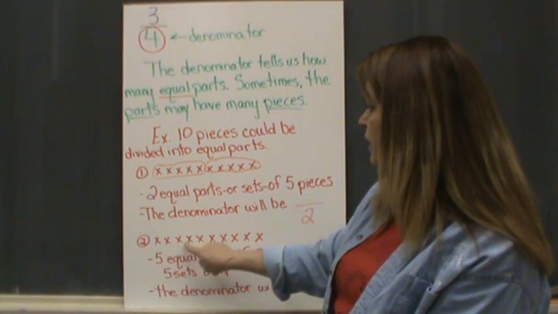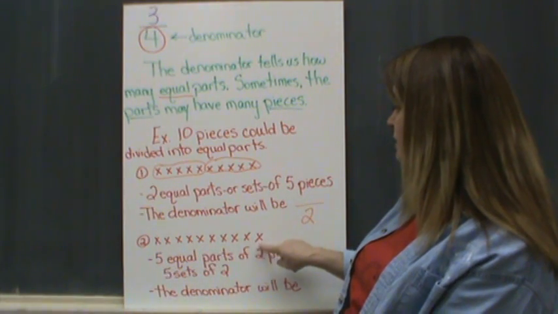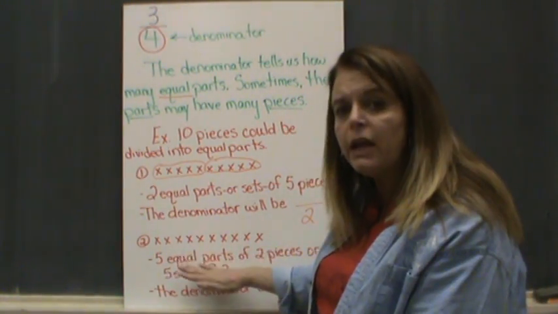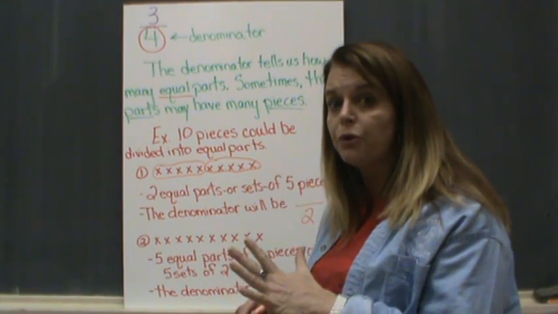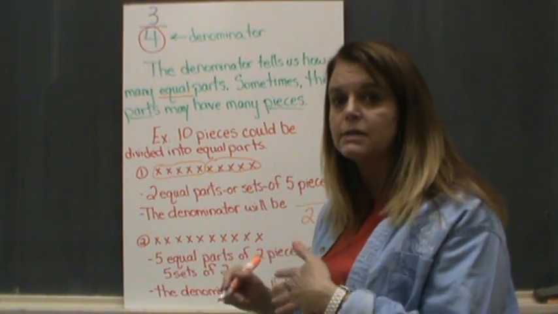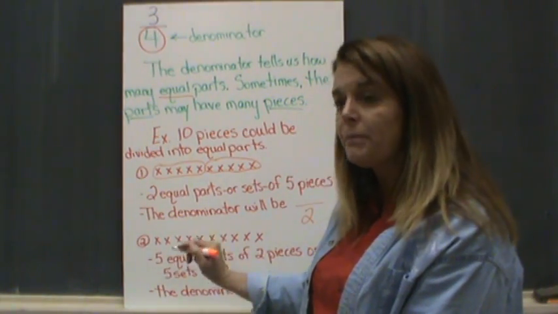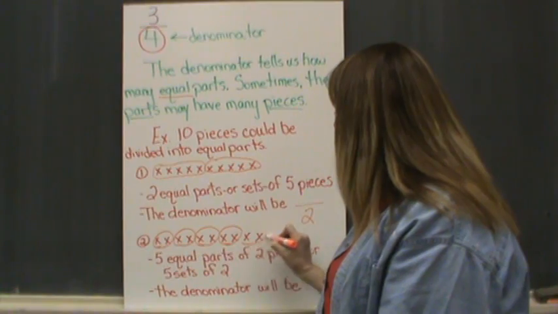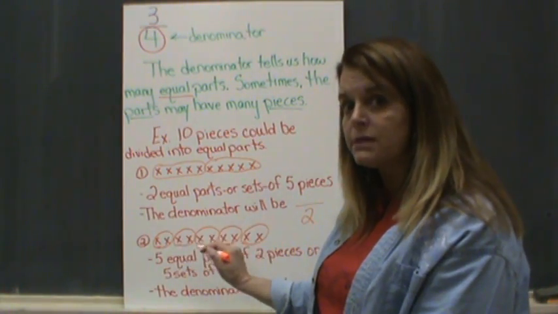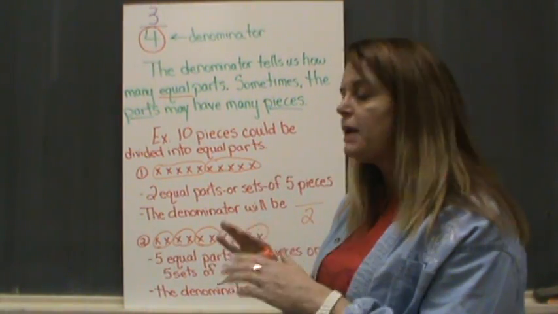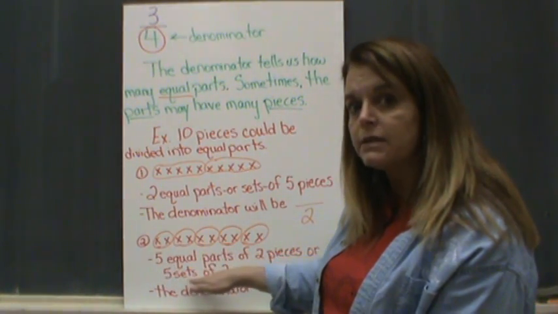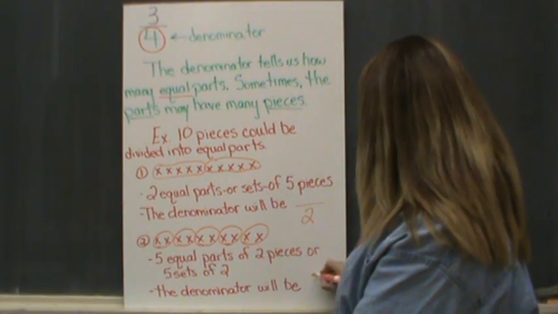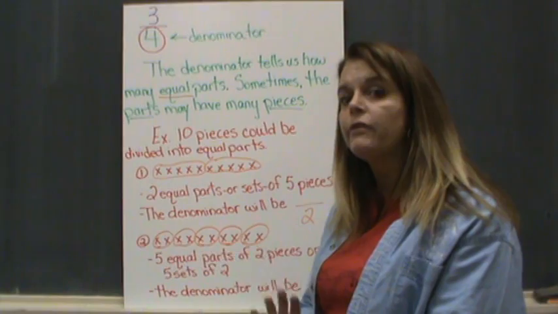Here again I have 1, 2, 3, 4, 5, 6, 7, 8, 9, 10. And I want 5 equal parts. So how am I going to get 5 equal parts out of 10 pieces? I need 5 groups out of my 10. Well, 10 divided by 5 is 2. So each group is going to have 2 pieces. 1, 2, 3, 4, 5. So now I have 5 equal pieces. Inside each piece there are 2 parts, but my pieces have to be equal. So now I have 5 sets of 2. If this was the fraction I was looking for, the denominator this time will be 5, because I have 5 equal parts.